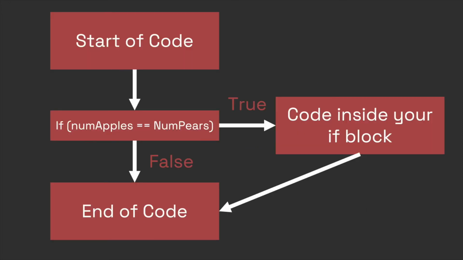In the conditional diagram, it might look something like this. Notice how inside the parentheses of the if block, we have the same expression, num apples equals num pairs. Since we know that the expression evaluates to a Boolean value, we can place it right in the parentheses. And when the computer evaluates this value to true, it will take the path inside of the conditional block.